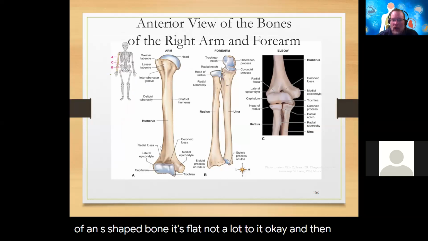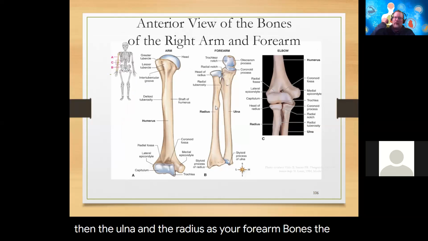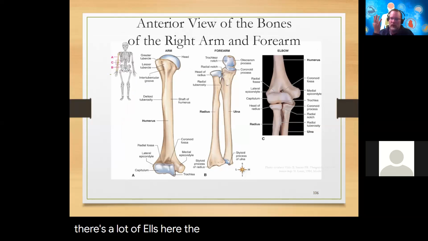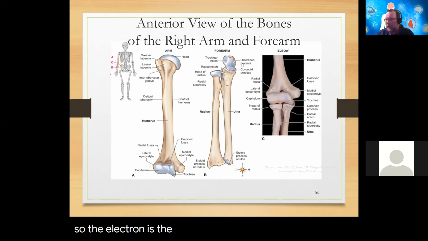Okay, and then the arm bones, you've got the humerus, the upper arm bone, and then the ulna and the radius as your forearm bones. The ulna, there's a lot of L's here. The ulna is going to form your elbow, and olecranon is the fancy word for elbow. Olecranon. Okay, so the olecranon is the elbow. That's the medical term.